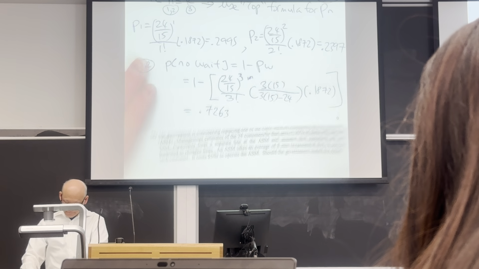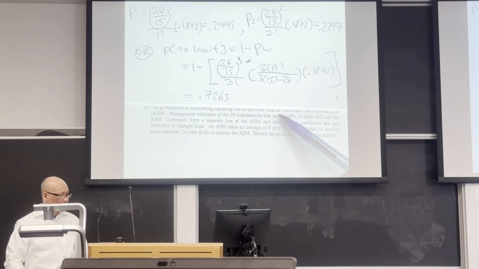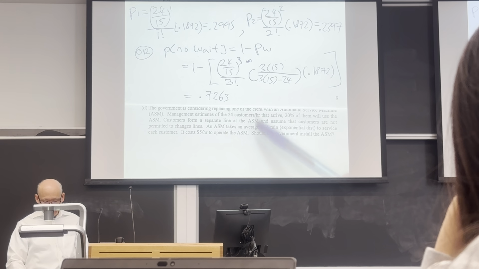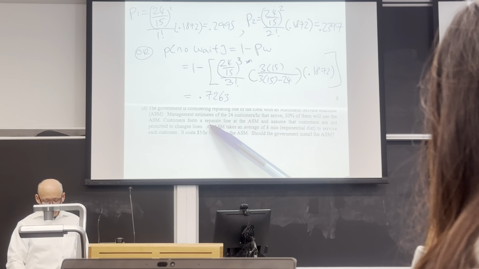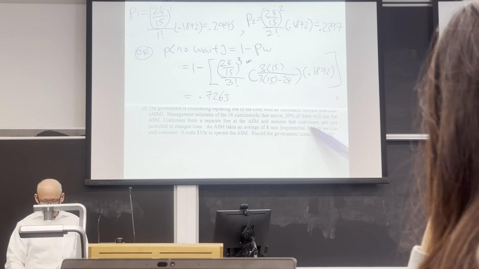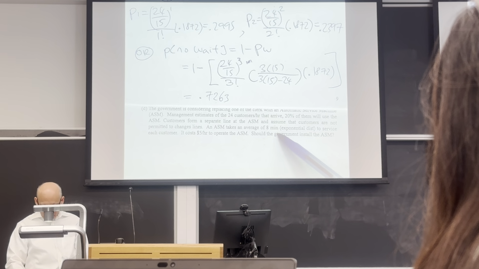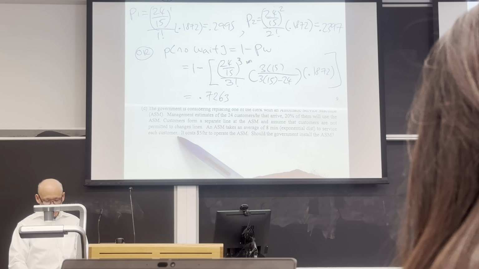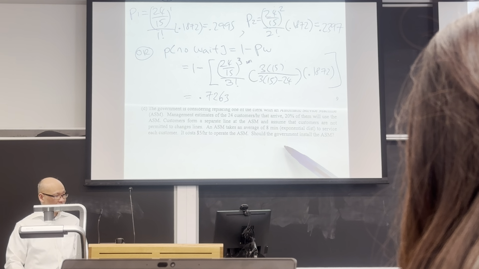And then the final part, and the longest part. The government is considering replacing one of the clerks with an automatic service machine, or ASM. Management estimates of the 24 customers per hour that arrive, 20% of them will go and use the ASM. Customers form a separate line at the ASM and assume that customers are not permitted to change lines. An ASM takes an average of 8 minutes, exponentially distributed, to serve each customer. It costs $5 per hour to operate the ASM. Should the government install the ASM?